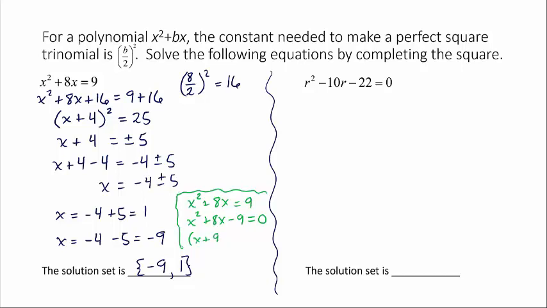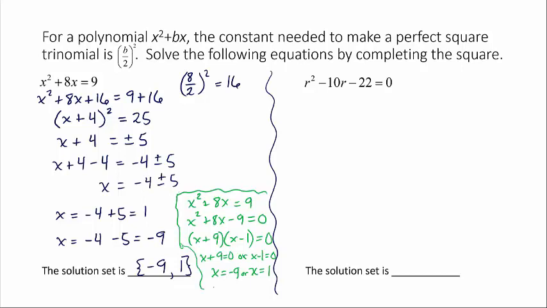Well, positive 9 and negative 1, right? 9 times negative 1 is negative 9. 9 minus 1 is 8. Okay, so that means that x plus 9 equals 0, or x minus 1 equals 0, right? x is equal to negative 9, or x is equal to 1, right? Is that not what we got with completing the square?